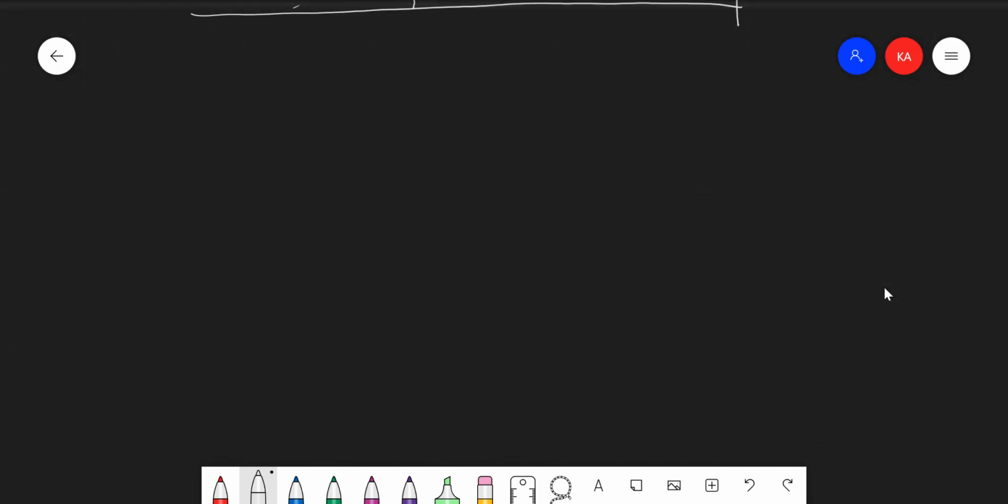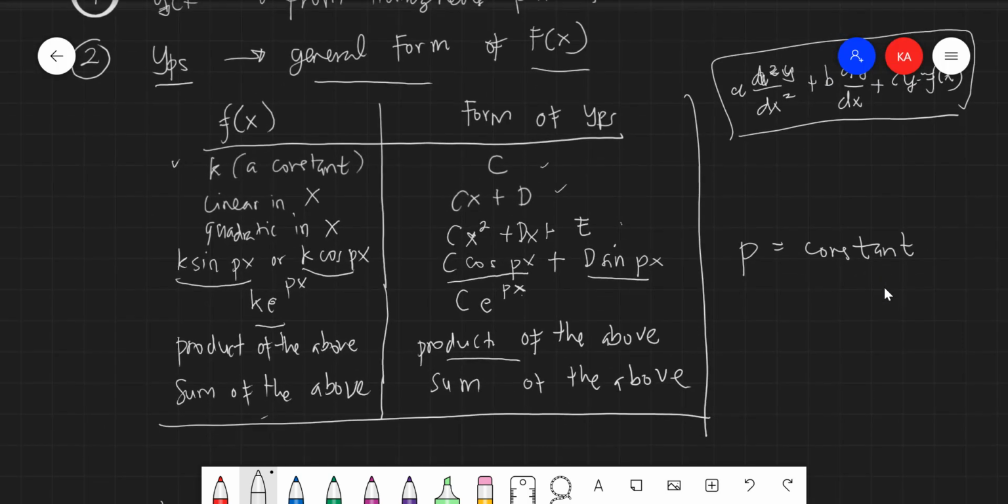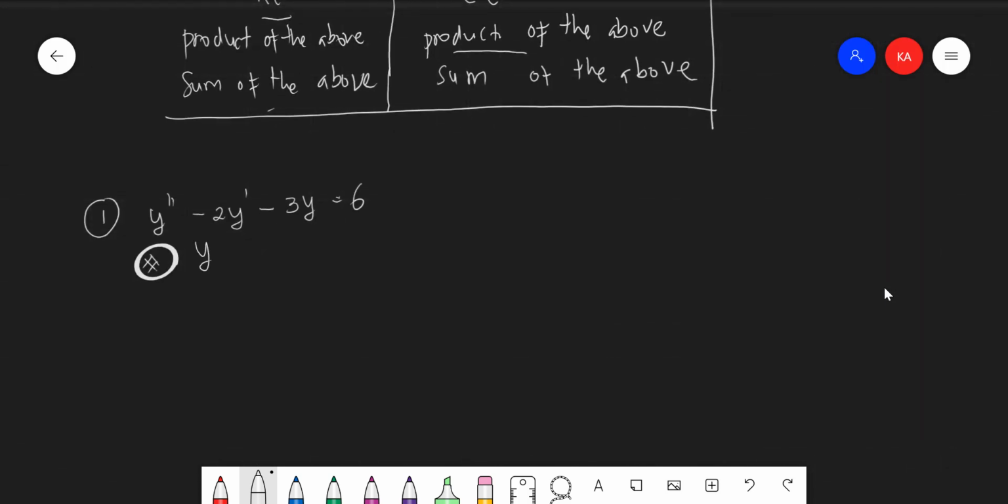I will give you a brief example. Number 1: y double prime minus 2y prime minus 3y is equal to 6. The first step is to find the y_CF, the complementary function of this equation. So we assume that the second order equation from the problem is equal to 0.